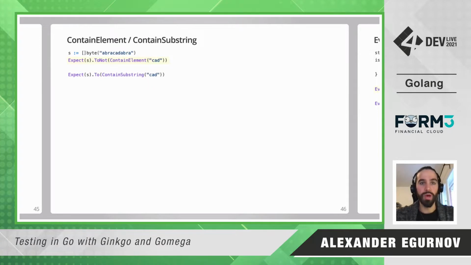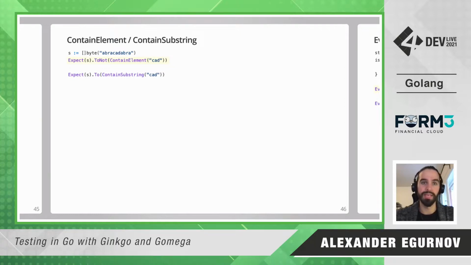So another typical way is to look for an element which is supposed to be contained. And you might be tempted to look for an element in a string, but a string doesn't consist of substrings. A string consists of characters. So you need to use ContainSubstring for that.